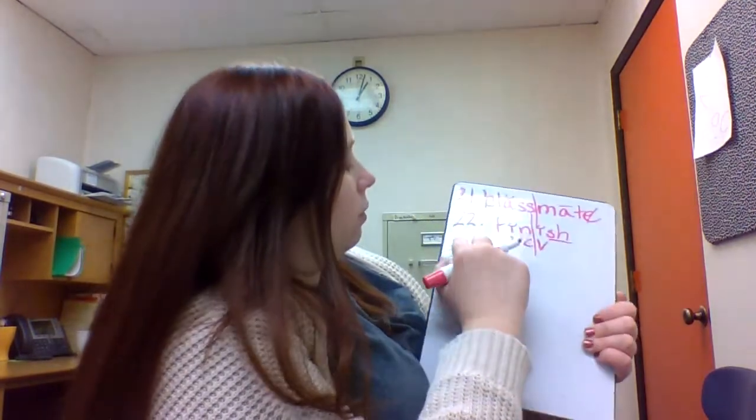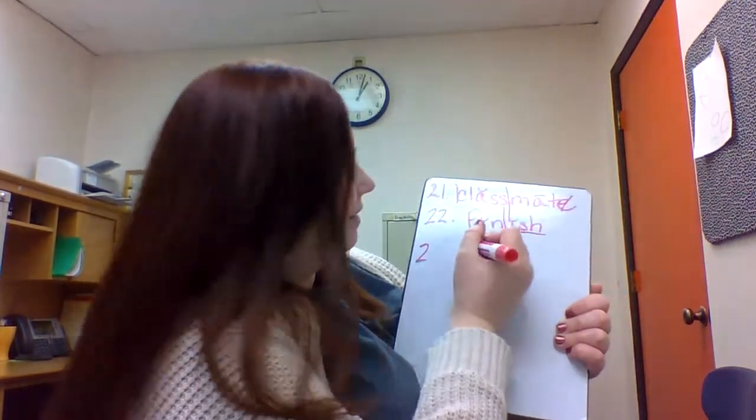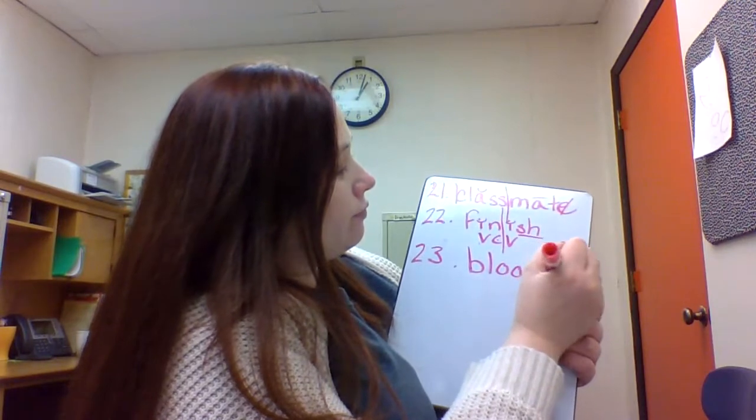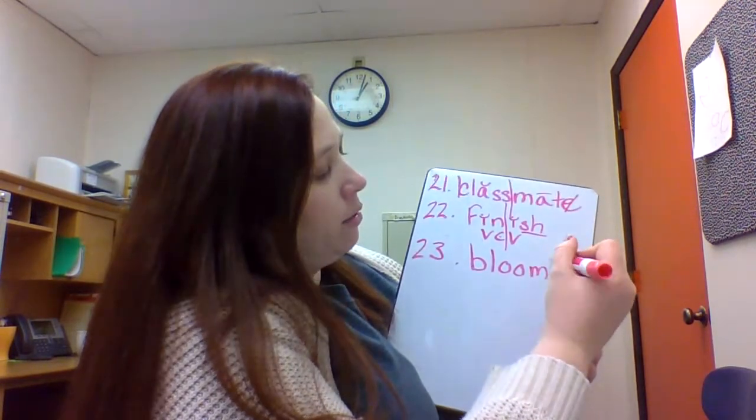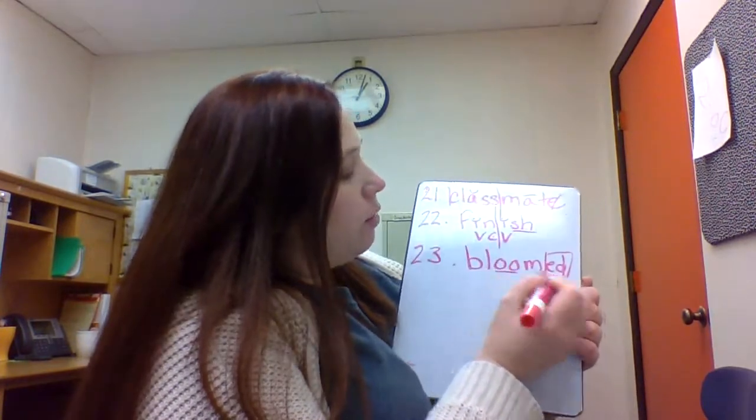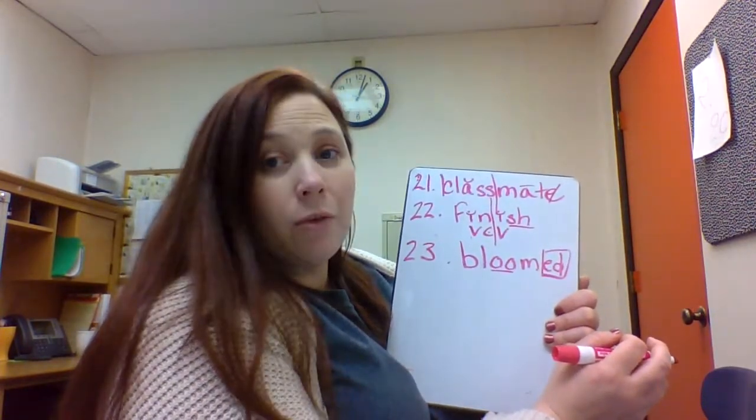Number 24 is not what we're on. We are on number 23. And it is bloomed. We're going to box off our ED suffix. We're going to underline our OO digraph. That's all we have to do on that one. Easy peasy.